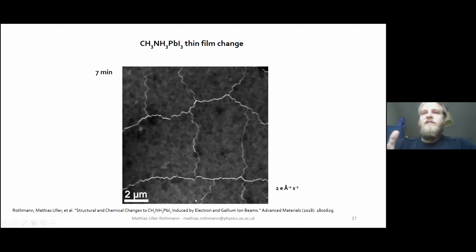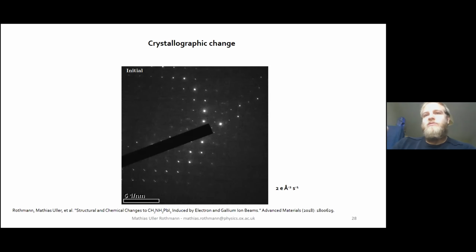Now, a regular TEM session lasts anywhere from 2 to 8 hours. So if you expose your material for that long, you're definitely not looking at the pristine material. So you need to keep moving to new areas, basically, which is a bit of a pain. We can see this happening on a crystallographic level as well.